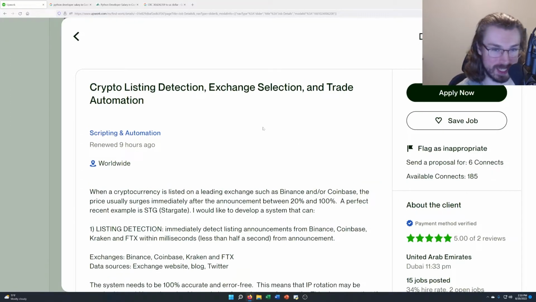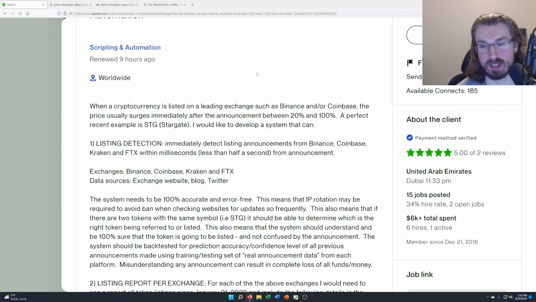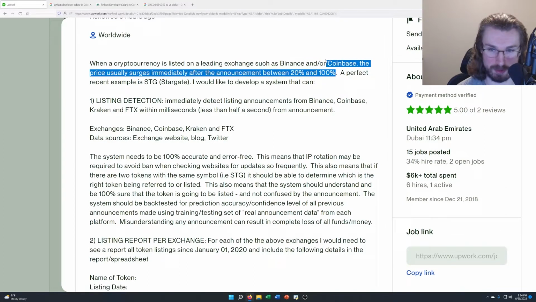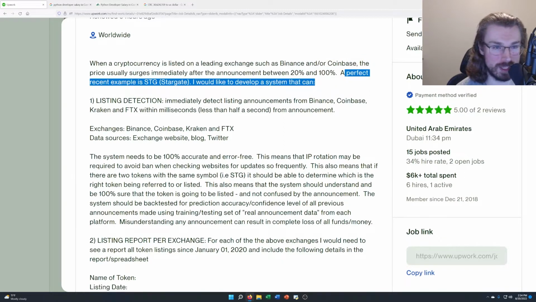Here we go. Crypto listing detection, exchange selection, and trade automation. So, when a cryptocurrency is listed on a leading exchange, such as Binance and/or Coinbase, the price usually surges immediately after the announcement, between 20% and 100%. So they're saying the initial coin offering usually has high variance and volatility, as you do with a lot of assets which have an initial public offering of some sort. A perfect recent example is Stargate.